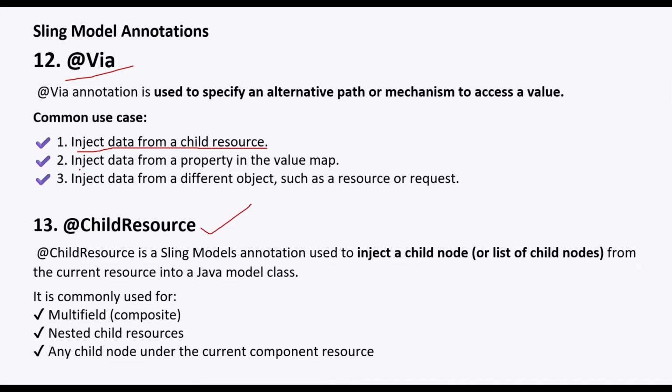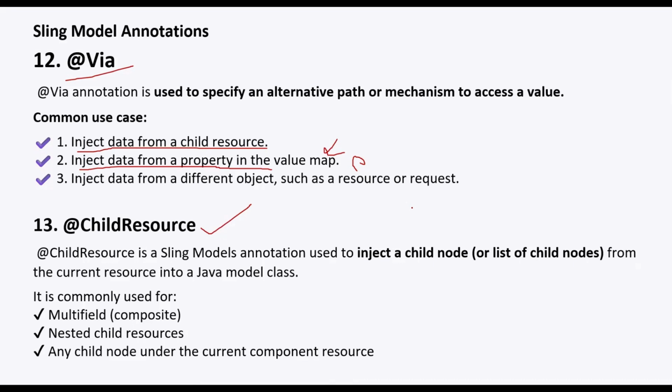If you want to inject any property within a model class, we use the @ValueMapValue annotation, right? The third one, if you want to inject any resource or request, we have the @Resource annotation. Then we have the @SlingObject annotation to add a request or response. So we have a direct way to add all these things with the proper annotation, and we already discussed most of the annotations, right? But the same thing we can do via the via annotation as well.